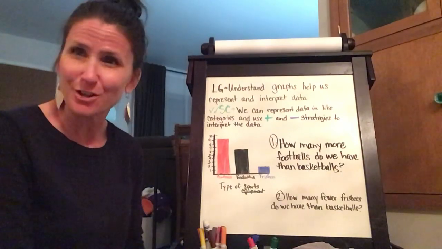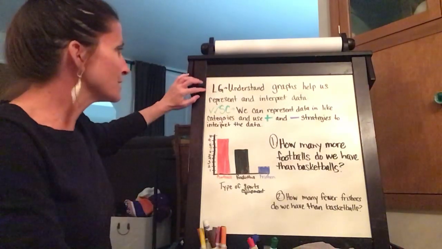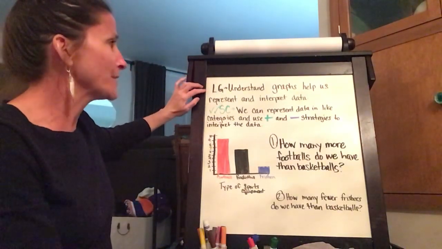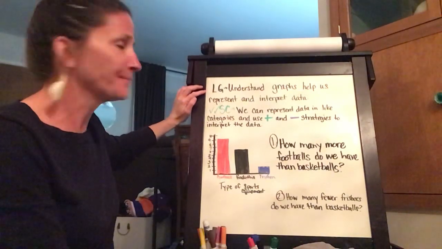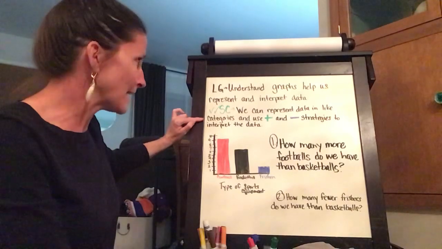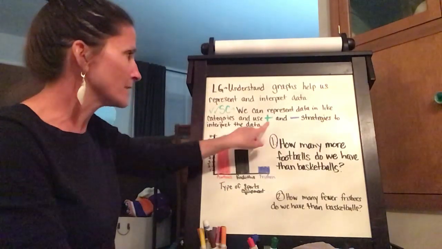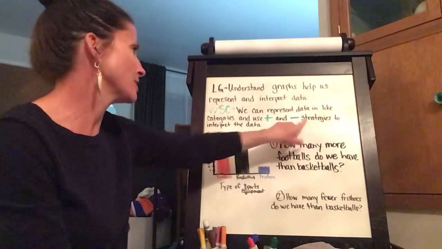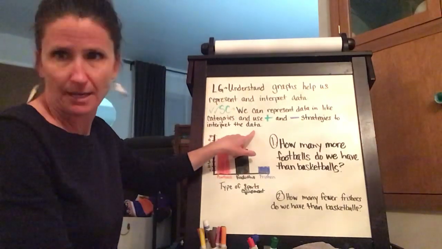Let's look at our learning goal for today. Our learning goal is to understand graphs help us represent and interpret data. Our success criteria: we can represent data in like categories and use addition and subtraction strategies to interpret the data.